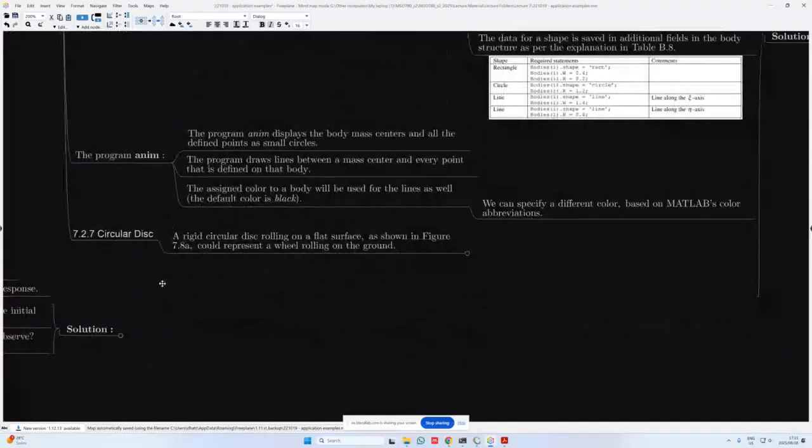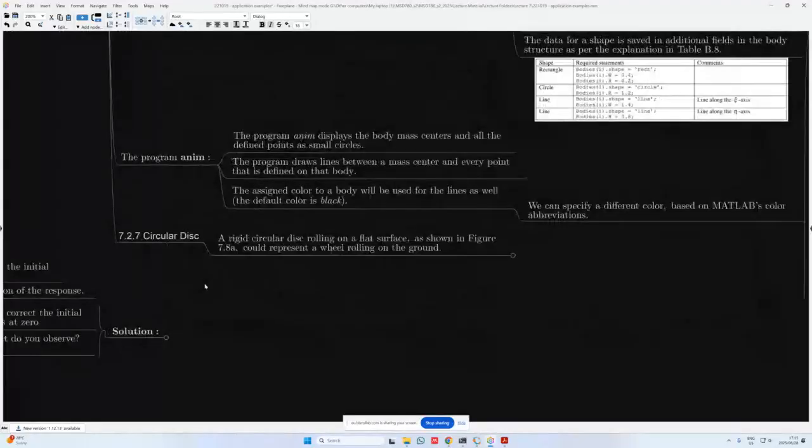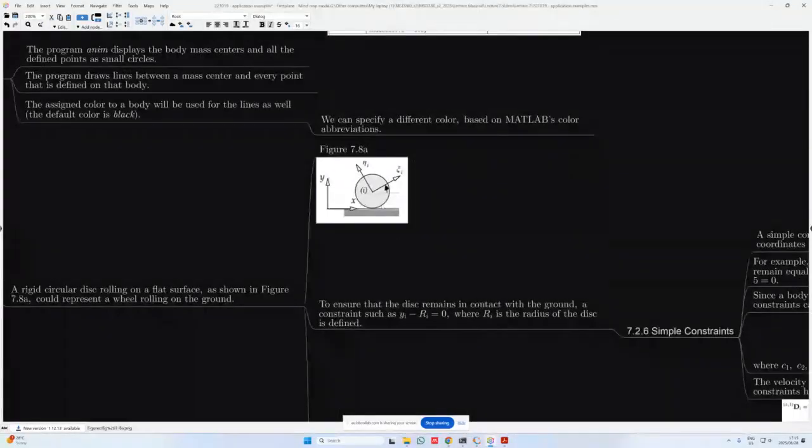Now, we also want to look at section 7.2.7, which then deals with the circular disc. And this is what we're going to use to then model the two wheels of the cart that we have available. A rigid circular disc rolling on a flat surface, as shown in figure 7.8a, could represent a wheel rolling on the ground. So if I expand over here, then you'll see 7.8a is this case that we have over here, where the disc is rolling along some sort of a surface.